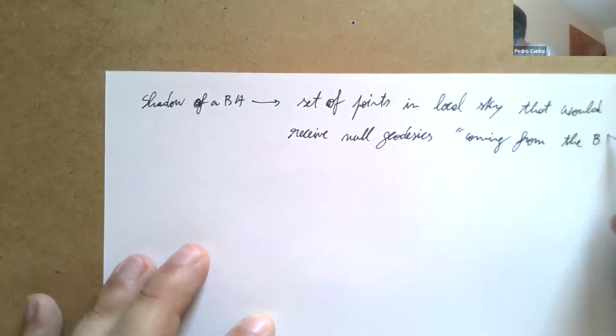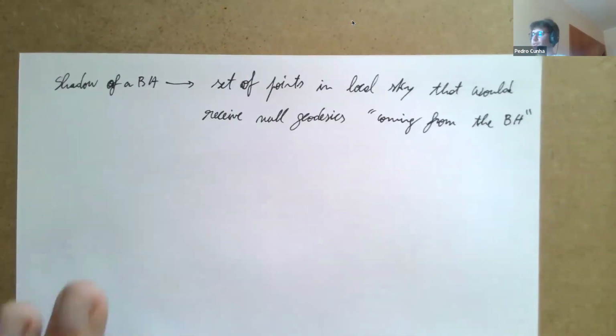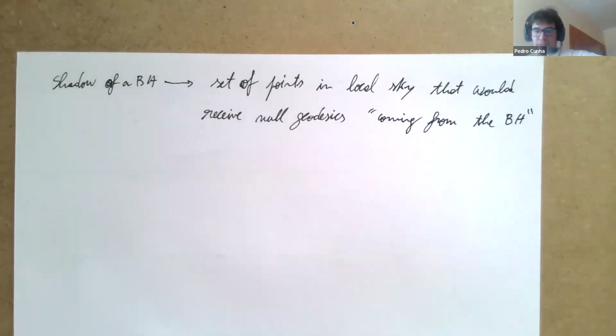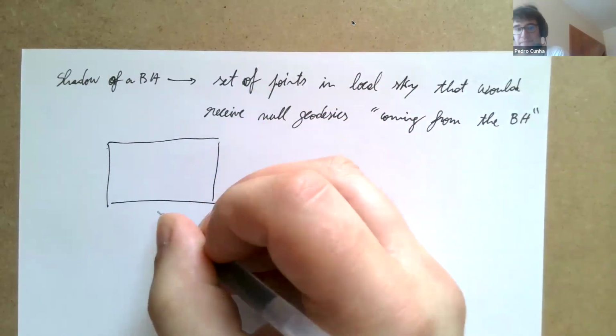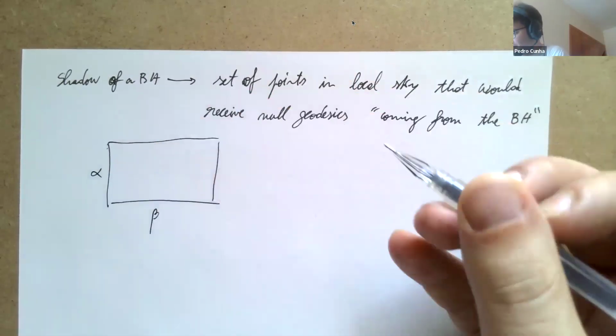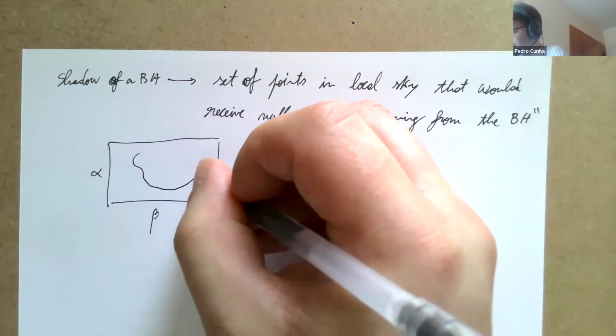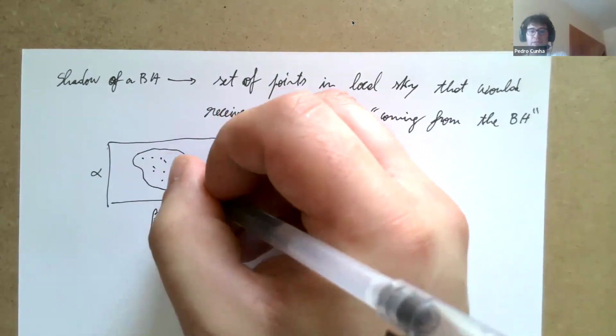So if you do backwards ray tracing, so if you trace the null geodesics backwards in time to see the origin of each one, the set of points in your local sky that would be coming from the horizon, then that's the shadow of the black hole. And since there is no radiation coming from the actual black hole, at least classically, this means that the shadow is a dark region in the sky. So if you have an image parameterized by the angles alpha, beta, then the shadow is the set of points that would satisfy this condition.